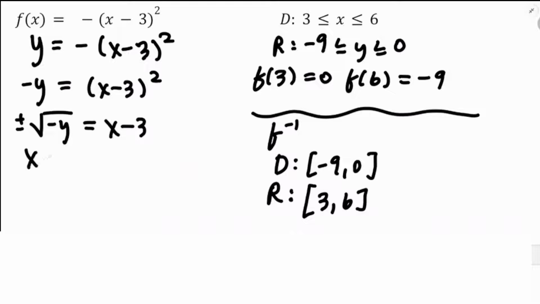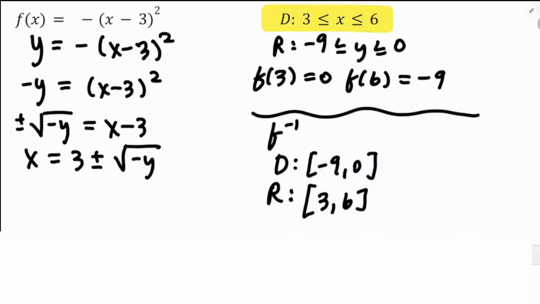I'm going to say x equals 3 plus or minus the square root of -y. And I ask myself, what is the original domain telling me? The domain is 3 to 6, so this is 3 plus a number. Okay, because the square root of -y, that's still the positive square root, right? You just think about this square root.